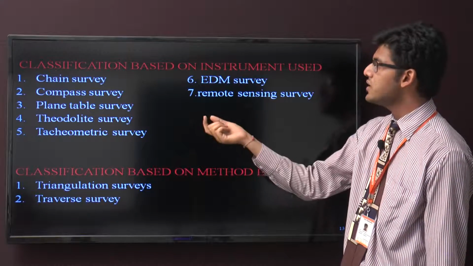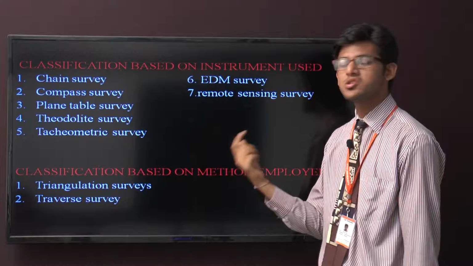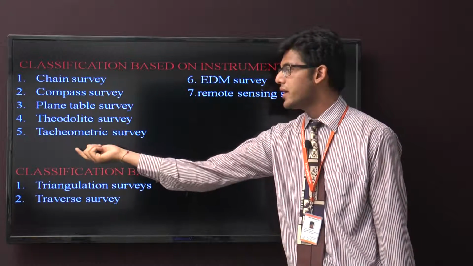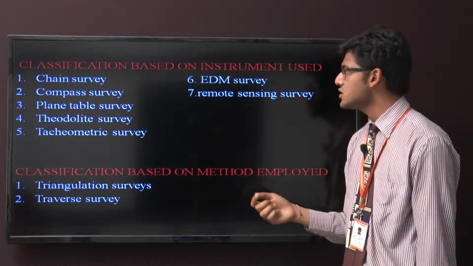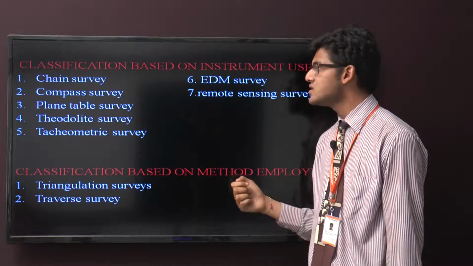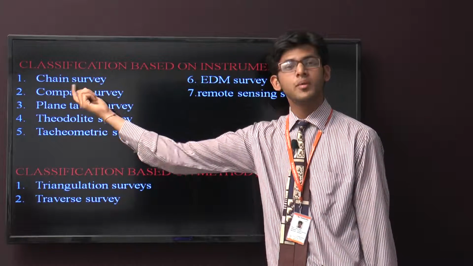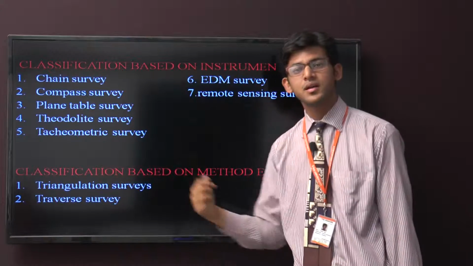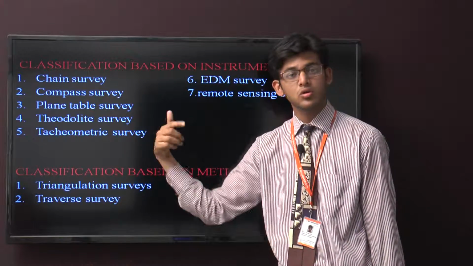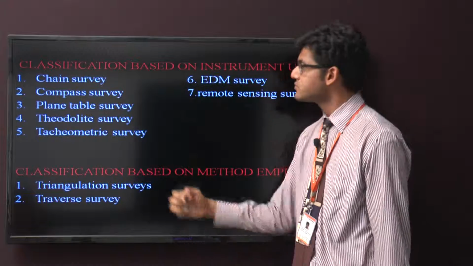Next is classification based on the instrument used. We are using many instruments like chain, compass, plane table, thereafter theodolite, tachometer, total station. So all these surveys are done by the instrument. This is the classification based on the instrument. First is chain survey. You are measuring the horizontal distances and vertical distances by chaining. So simply it is taken as a chain survey. You can also measure it by tape.